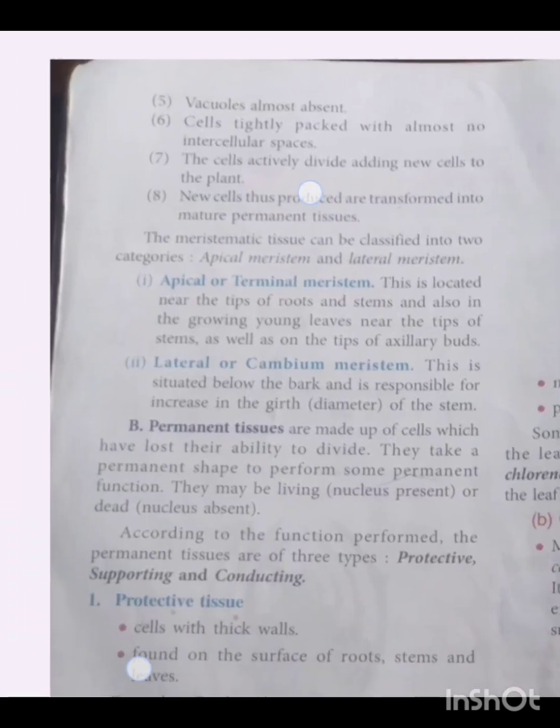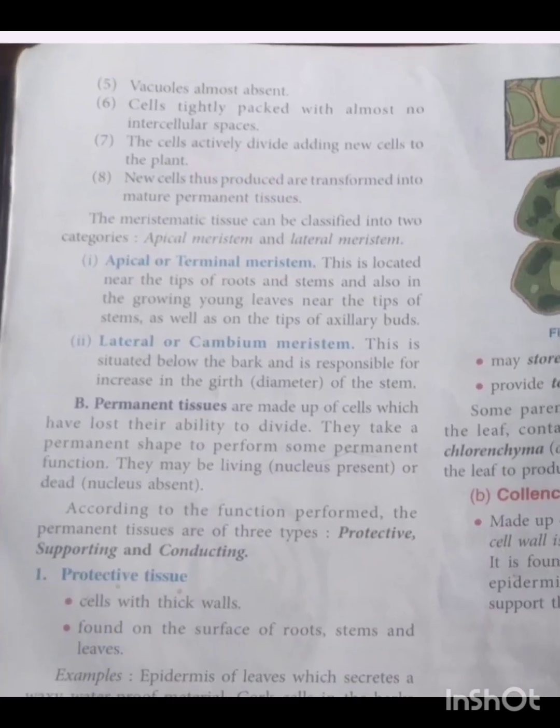Today we will see the second part of plant tissue, and here we are going to learn the characteristics of meristematic tissue only. So first, it is given that vacuoles are almost absent. You can see that in the figure. First of all, their vacuoles are not present and the cells are tightly packed, which means no space is left between them.